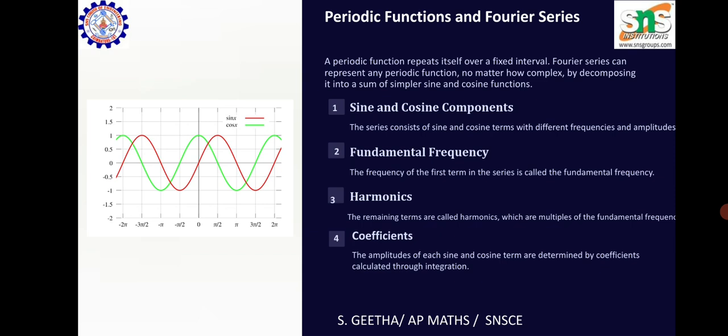The series consists of sine and cosine terms with different frequencies and amplitudes. Fundamental frequency: the frequency of the first term in the series is called the fundamental frequency. Harmonics: the remaining terms are called harmonics, which are multiples of the fundamental frequency. Coefficients: the amplitude of each sine and cosine term is determined by the coefficients calculated through integration.